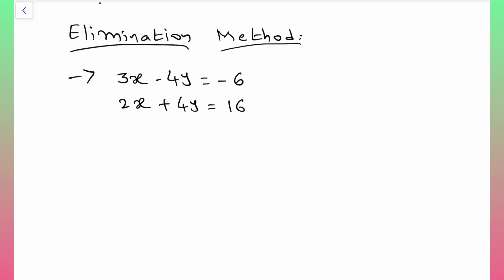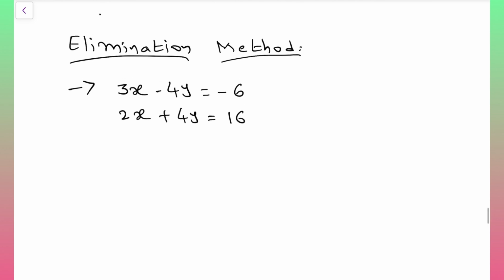Next, this is one of the very important methods, the elimination method. We need to use the elimination method to find the values of x as well as y. So what exactly we need to do is multiply the first equation with the second equation's x coefficient. This is the second equation, right? The second equation's x coefficient is 2, so multiply with 2. Next, multiply the second equation with the first equation's x coefficient, that is 3.